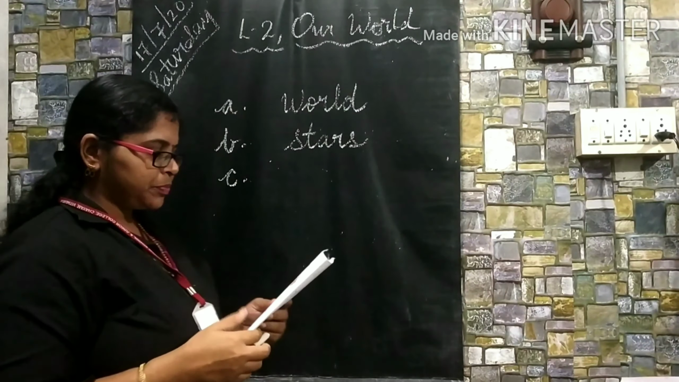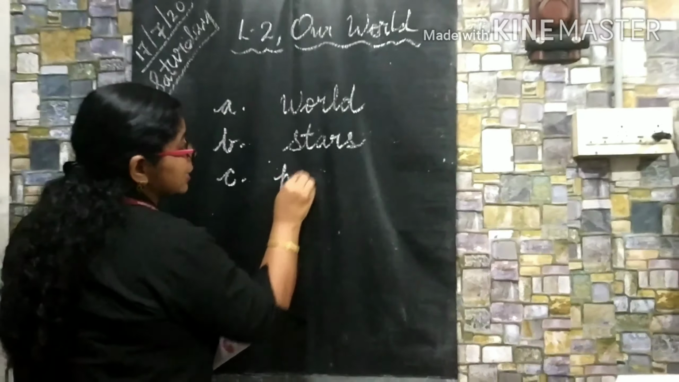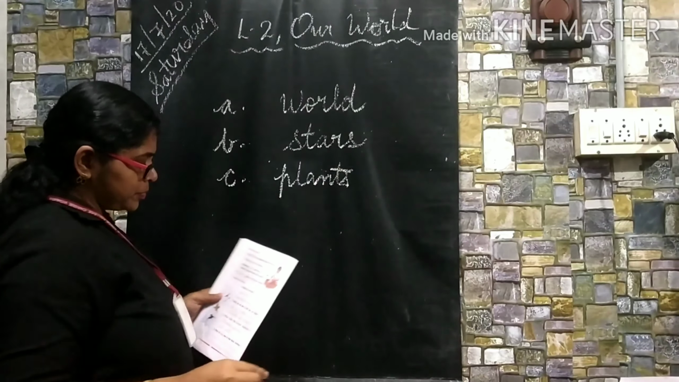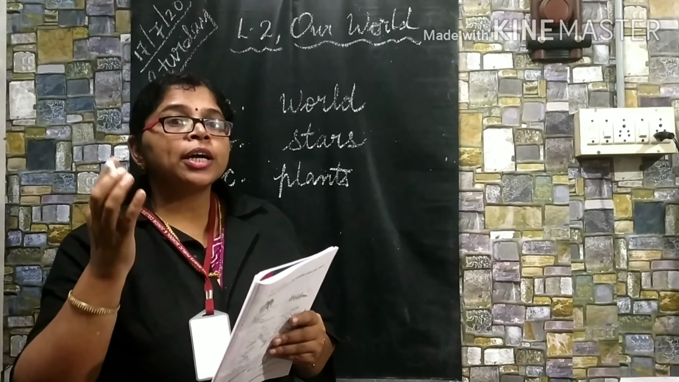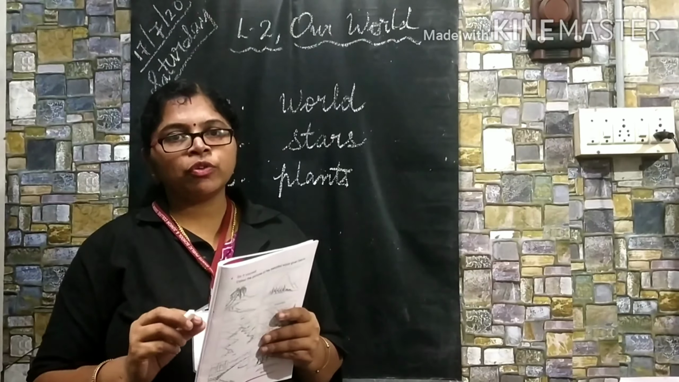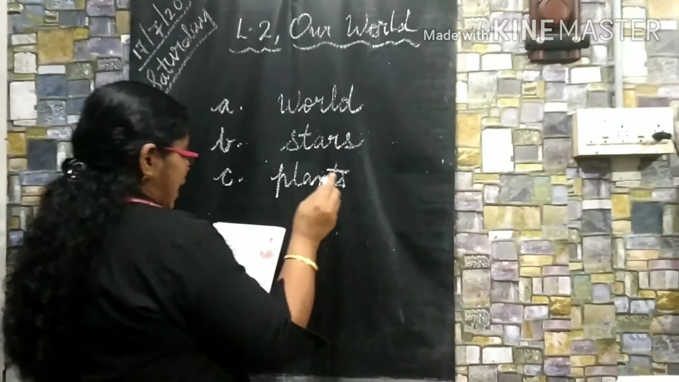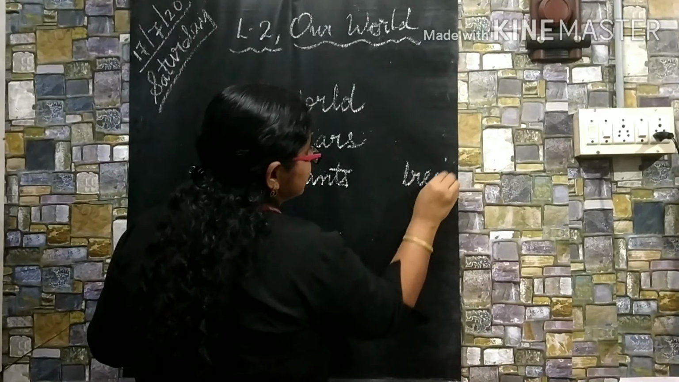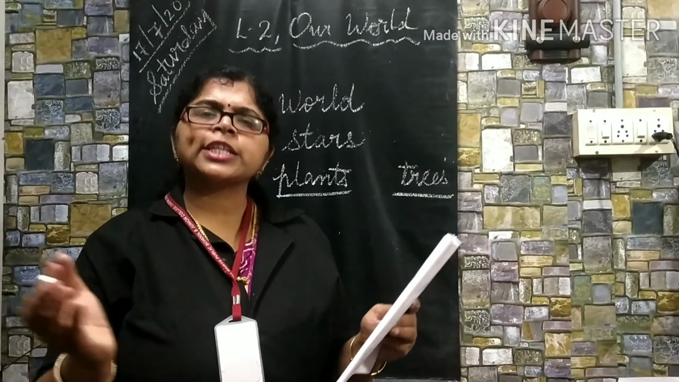The next one. Flowering dash. Now what blooms, children? Very good. Plants. Flowering plants. And fruit dash. Now what gives you fruit? Fruit trees are home to colorful birds and insects. So, flowering plants and fruit trees. These are the two words that you have to write in C. They are home to colorful insects and birds.